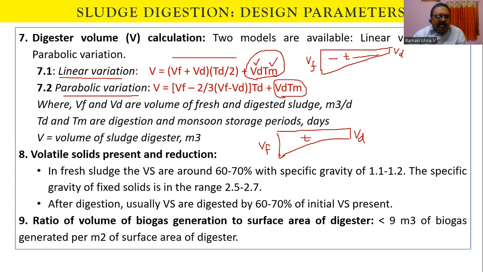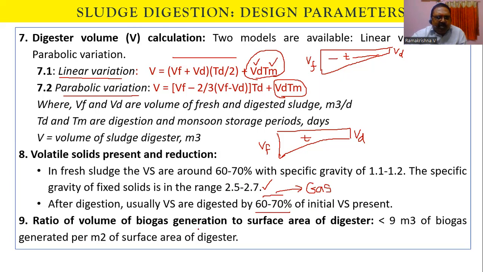Volatile solids present and reduction. Usually, in the fresh sludge, the volatile solids are around 60 to 70% of the total solids. Specific gravity is 1.1 to 1.2. The specific gravity of the fixed solids is in the range of 2.5 to 2.7. During digestion, the volatile solids are reduced by 60 to 70%, and accordingly these solids are converted to biogas, methane, carbon dioxide, whatever it is.